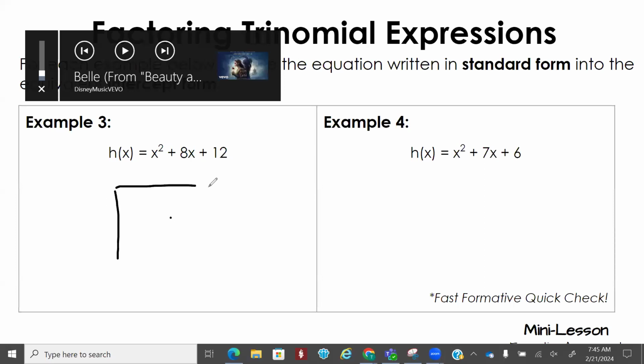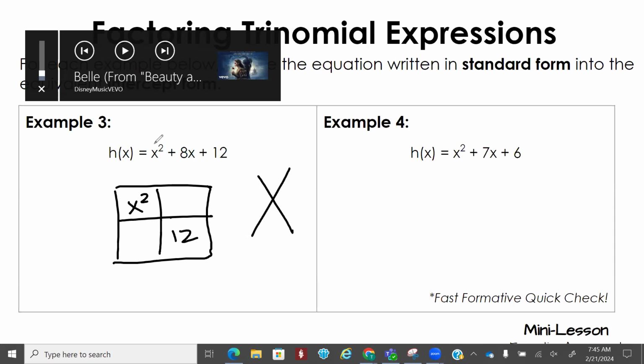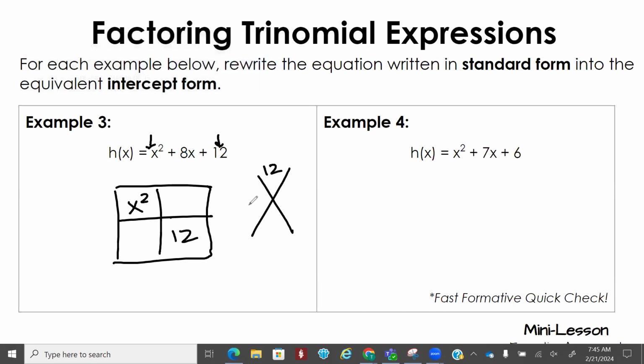Okay, so again, we're going to draw our box. And we're going to put our first term in the first box, last term in the last box. Now we're going to do the big X. You're going to take your first times your last, which will give us 12. And then our B term is going to go on the bottom. The reason why I'm calling that the B term is because when we put things in standard form, this is how it's written. That B term is that middle term, right?